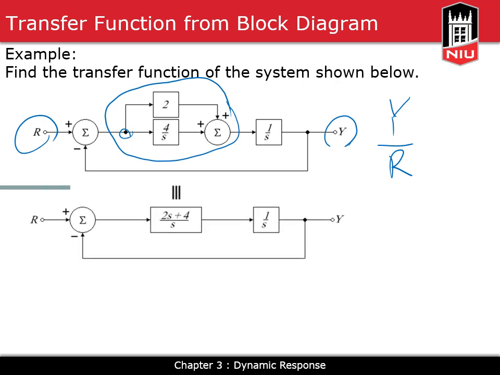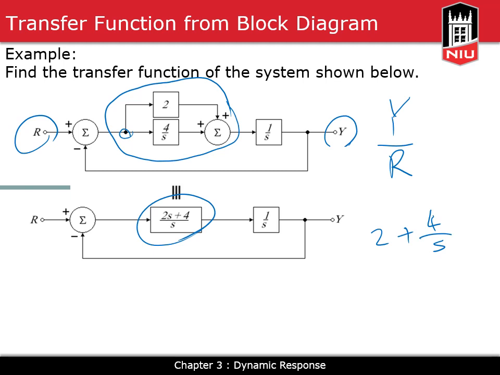So look at this, 2 plus 4 over s. If you do a common denominator, you will have 2s plus 4 over s. That is what we put here. So now we look at our updated block diagram again, and again try to look for blocks in parallel or blocks in series or feedback loops.